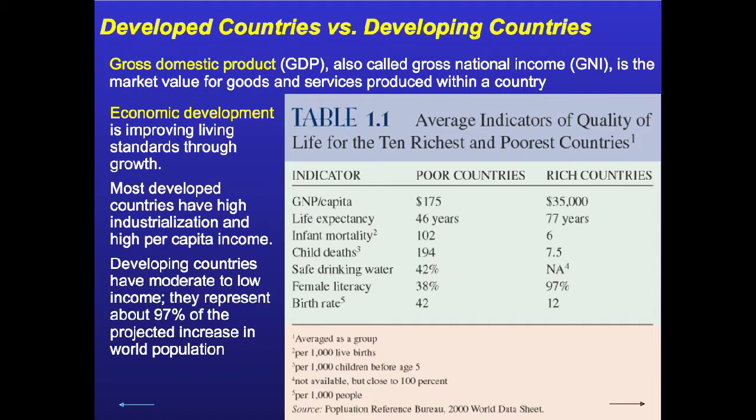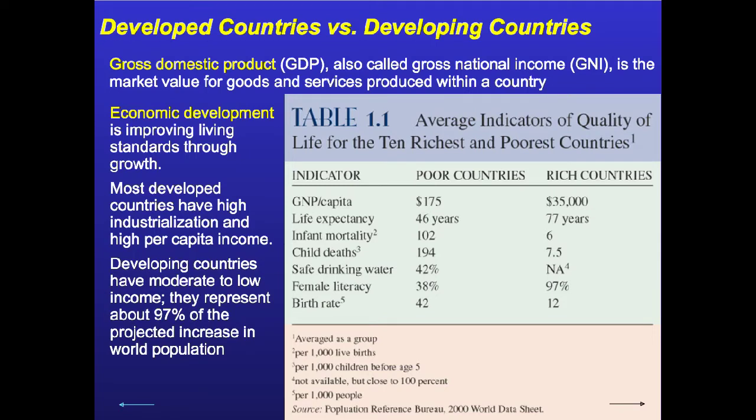Come down here to female literacy, right? Huge factor when it comes to fertility rates. The more educated your females are, the lower the fertility rate will be. Birth rates, see these numbers here up in the upper corner? They correspond to different factors down below.